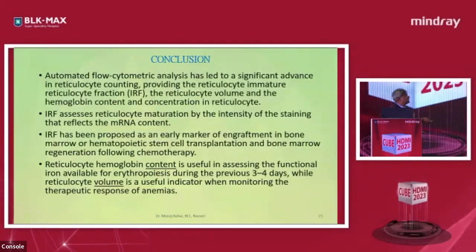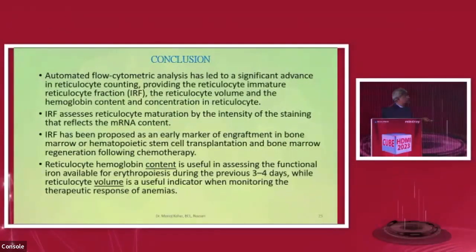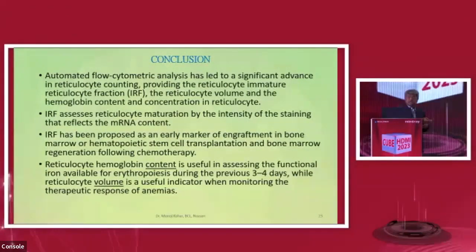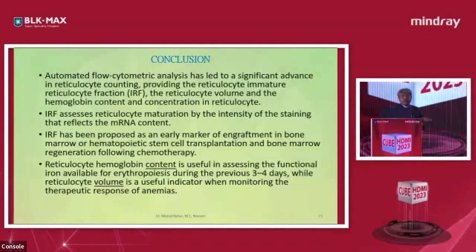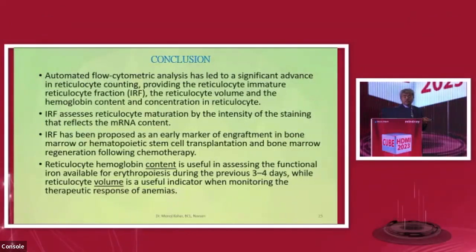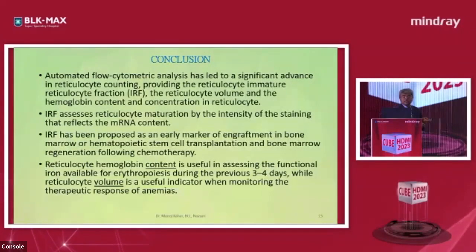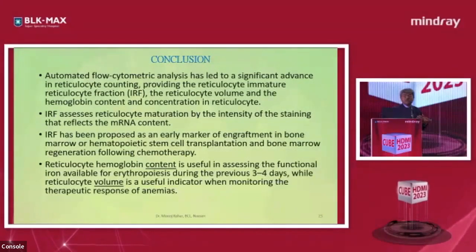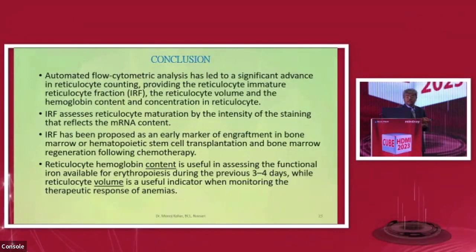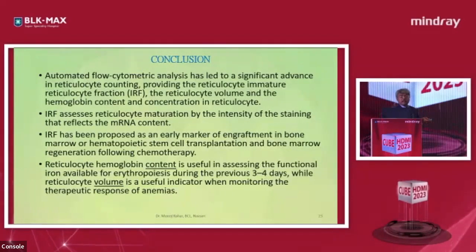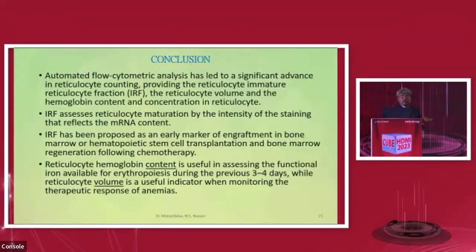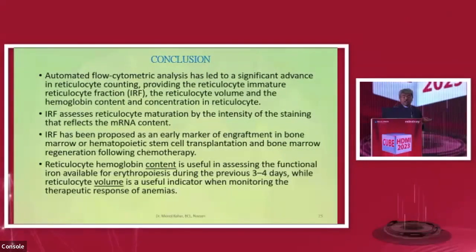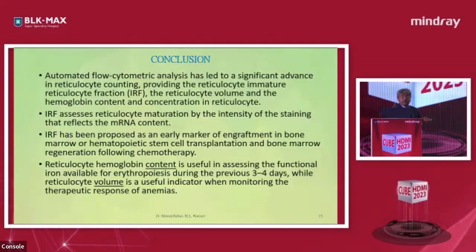So automated flow cytometric analysis has led to a significant advance in reticulocyte counting, providing us various parameters like IRF, reticulocyte volume, hemoglobin content and concentration in reticulocyte. And IRF assesses reticulocyte maturation by the intensity of the staining that reflects the mRNA content. And IRF has been proposed as an early marker of engraftment in bone marrow or hematopoietic stem cell transplantation and bone marrow regeneration following chemotherapy.